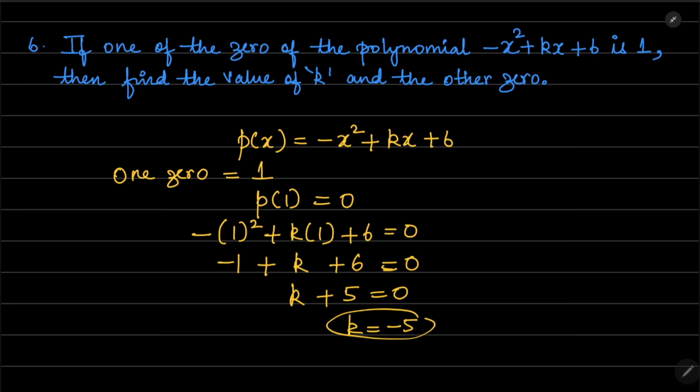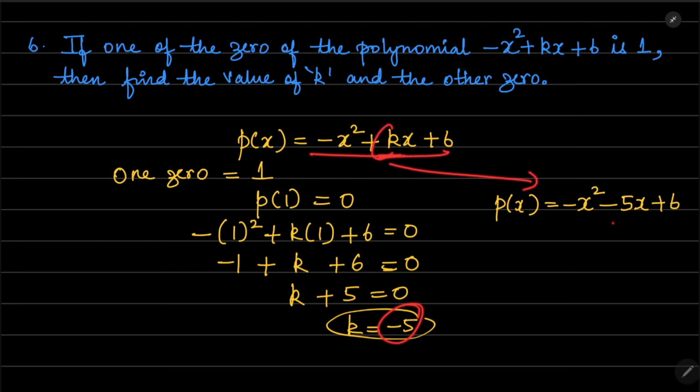Now let us substitute. You also have to find the other zero. So in order to find the zero, you have to equate it to 0. So now your polynomial will become, in place of k, you can put a minus 5. So minus x square minus 5x plus 6. This is your required polynomial. What did I do? In place of k, I put a minus 5. So everything else is the same. Now let us do the middle term splitting. So what is the sum and what is the product? Sum is nothing but b, which is minus 5. Product is nothing but 1 into 6, 6. So again, the factors are 6 and 1.